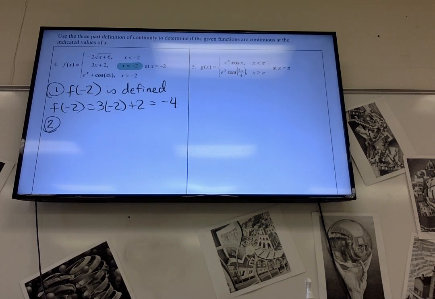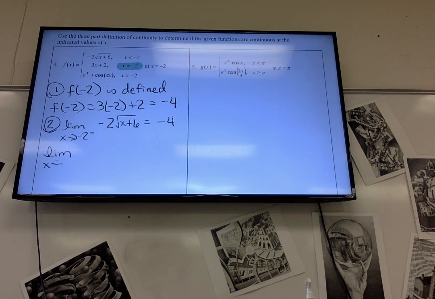Number 2 says that what has to happen? Limits have to be equal. The limits from both sides have to be equal. So the limit as x approaches -2 from the left, which equation do I use? The top one, because it's x is less than, so that means to the left of -2. So if I plug in -2, I get the square root of 4, which is 2. 2 times -2 is indeed -4.